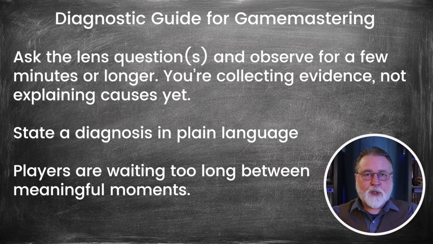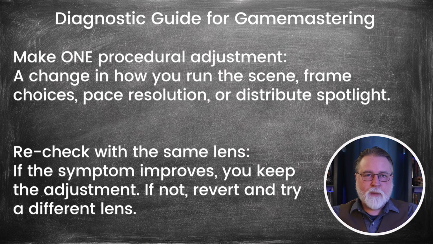Ask the lens question and observe for a few minutes or maybe longer. You're collecting evidence, not explaining causes yet. You state a diagnosis in plain language. Players are waiting too long between meaningful moments. You make one procedural adjustment, a change in how you run the scene, reframe choices, pace resolution, or distribute spotlight. You recheck with the same lens, and if the symptom improves, you keep the adjustment. If not, you revert and try a different lens.